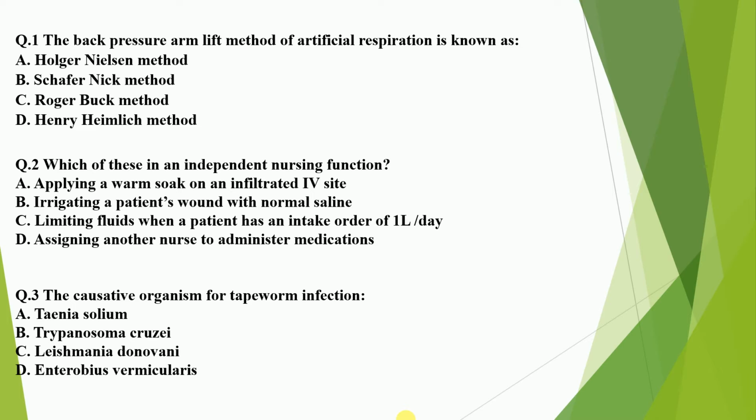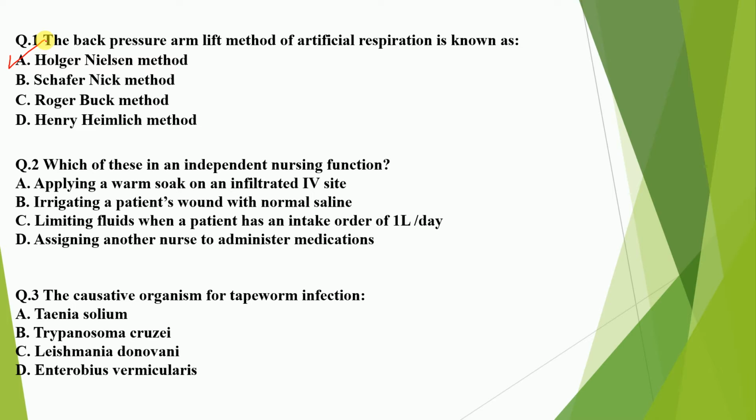The back pressure arm lift method of artificial respiration is known as option A, Holger Nielsen method, option B, Stefanik method, option C, Rogerbug method, option D, Henry Hamlich method. The correct answer is option A, Holger Nielsen method.